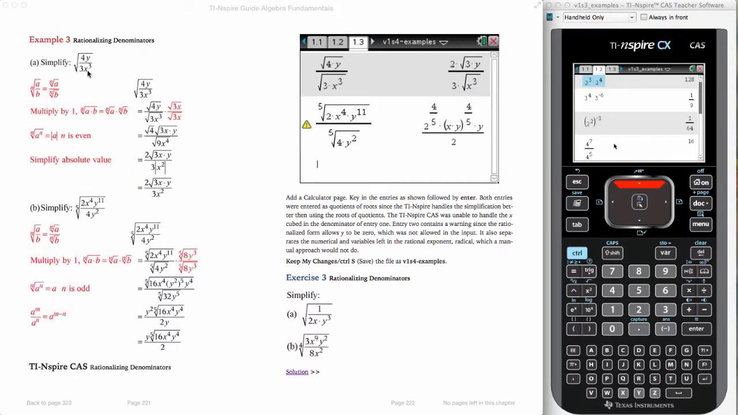As we said, doing things with radicals can get kind of complex. So here we work out problems manually. Here we do them on the calculator. So again, you can see where the calculator can be used and where it can't be used with radicals.